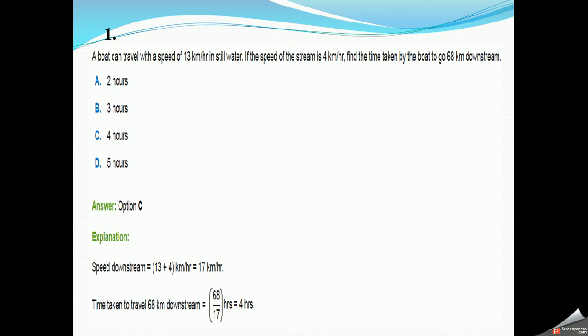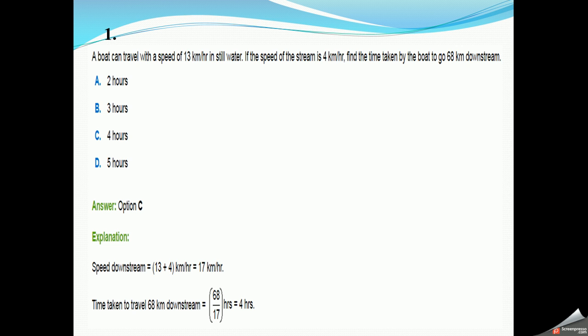Moving toward the first problem: a boat can travel with a speed of 13 km per hour in still water. If the speed of the stream is 4 km per hour, find the time taken by the boat to go 68 km downstream. Here it is given that the speed of the boat is 13 km per hour in still water and the speed of the stream is 4 km per hour. Always try to find the given data and then try to solve it.